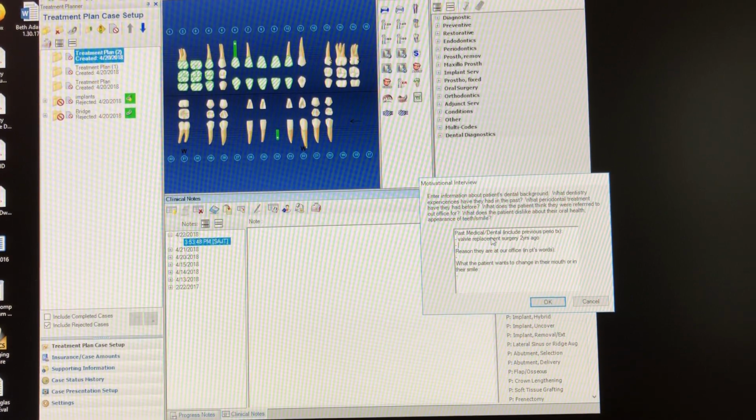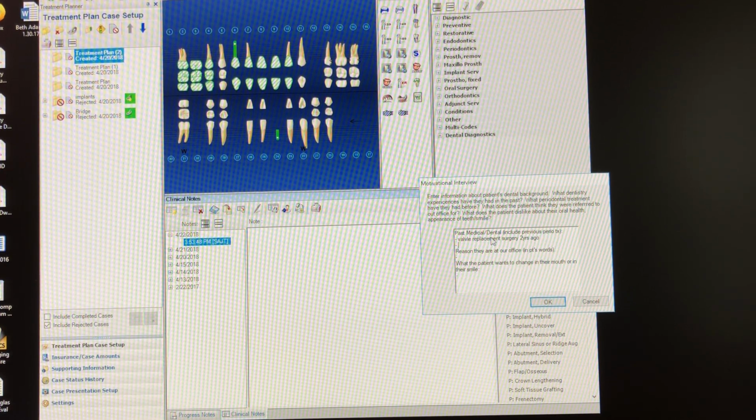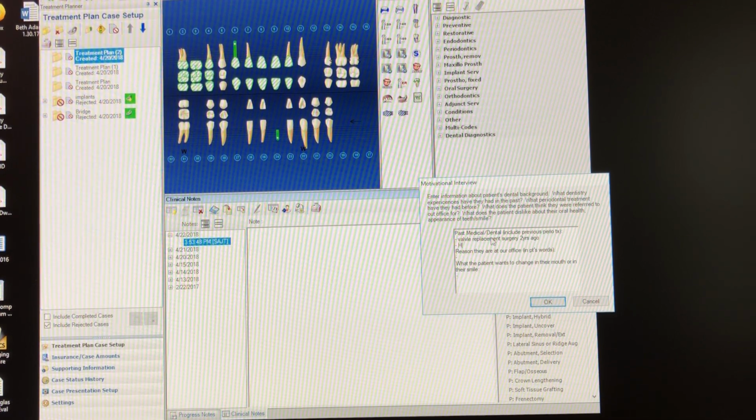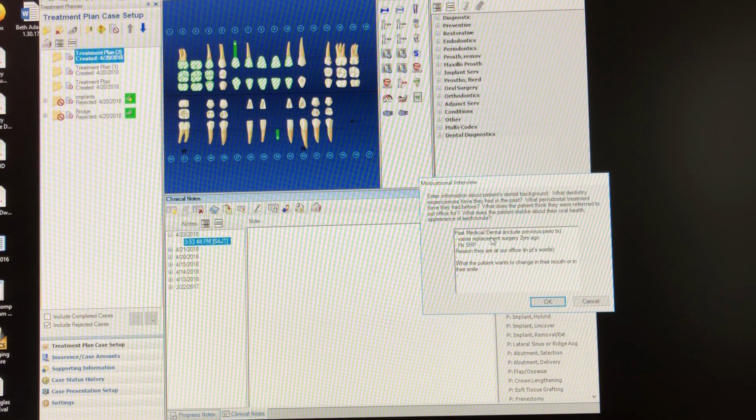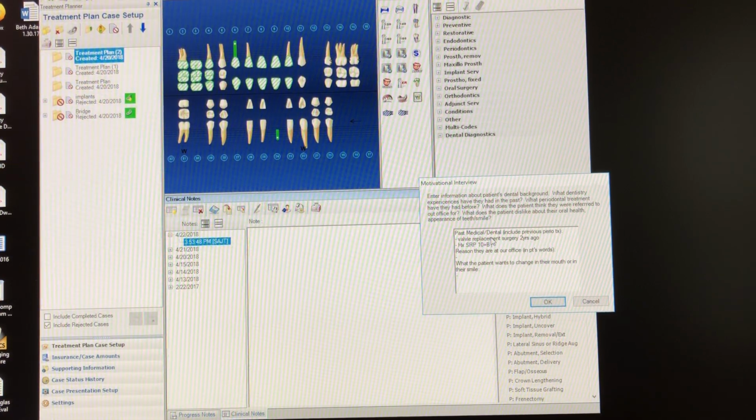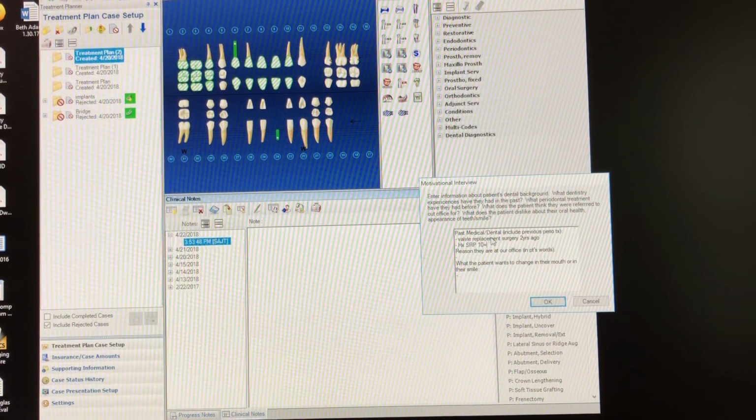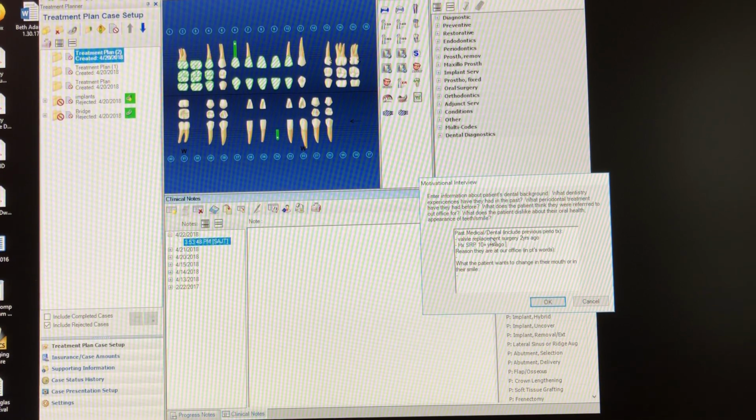And if they had scaling and root planing a long time ago, then they're going to give you a guess, like, I don't know, maybe 10 years ago. So history of deep cleaning. So put history, SRP, 10 plus years ago. That's great, okay? That's how this can be entered. If you're not going to form complete sentences, do it in bullet points.